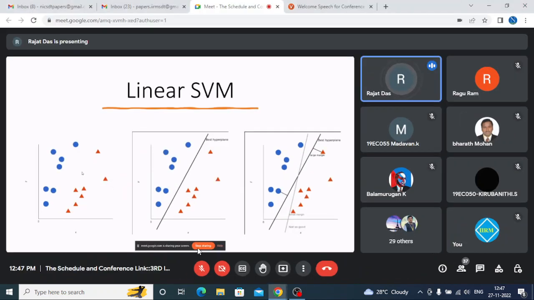A support vector machine takes these data points and outputs a hyperplane, which in two dimensions is simply a line that best separates the two tags. This line is the decision boundary, also called the decision boundary. Anything that falls on one side is classified as blue, and anything that falls on the other side as red.